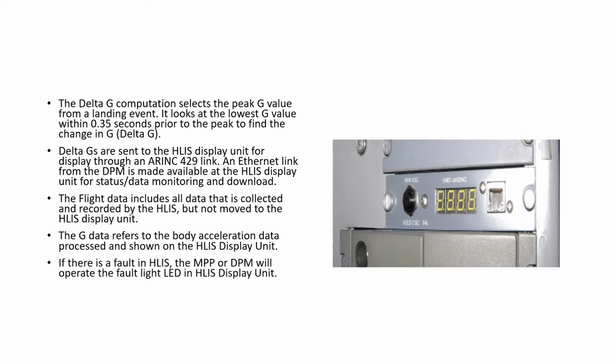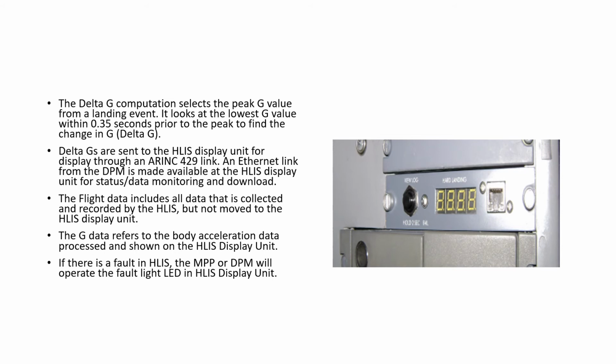So what's all this delta G we keep banging on about? Well, basically what the system will do is record the peak G value from a landing event. It will then look at the lowest G value 0.35 seconds prior to that peak to find out the change in G forces. In other words, the difference in G between the lowest value 0.35 seconds before and compare it to the peak value. That's called delta G. The delta Gs are sent to the display unit for display through an ARINC 429 link.